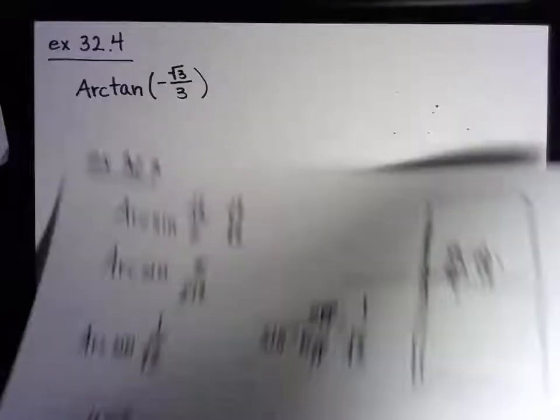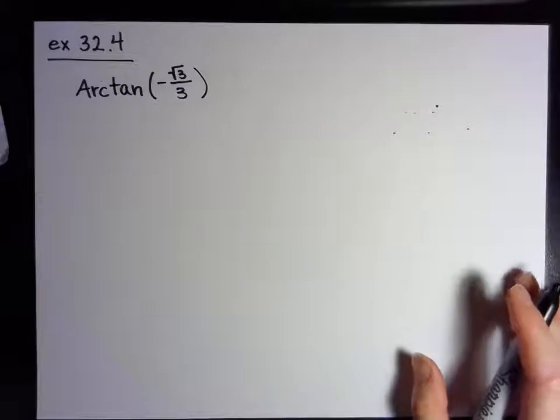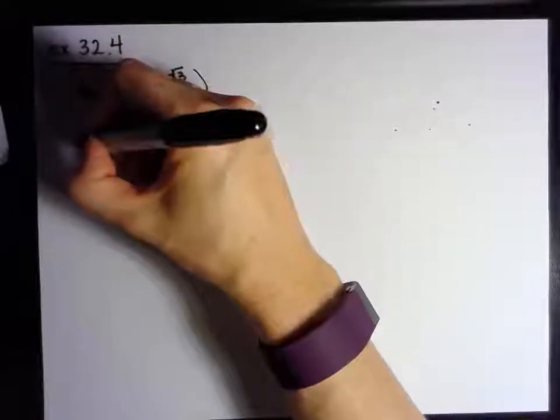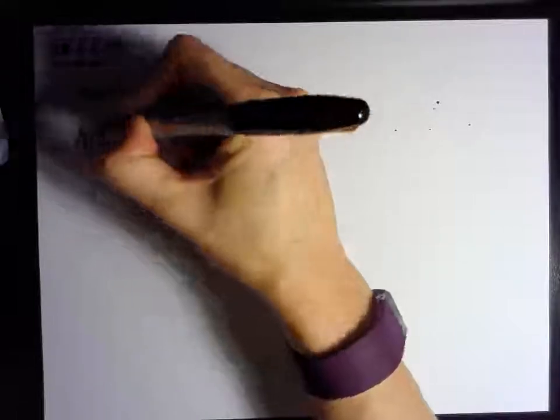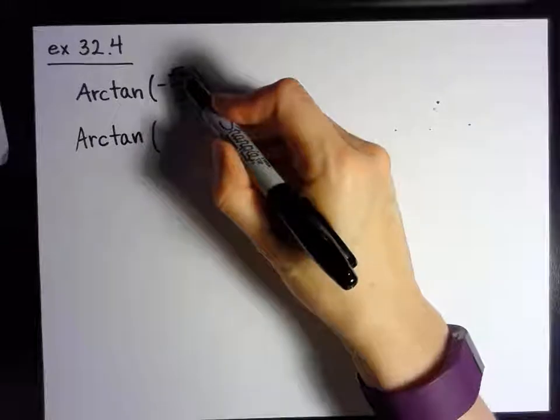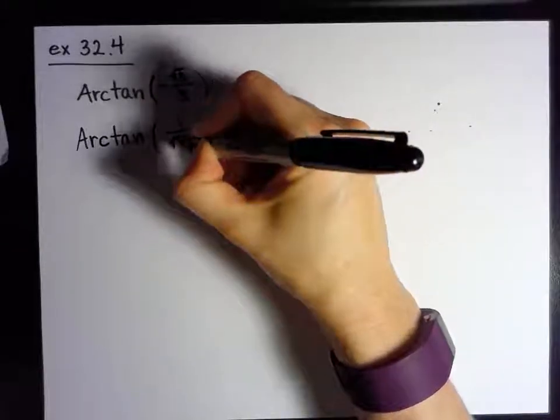So that is that one. All right, next one: the angle whose tangent is negative square root of 3 over 3. Let's rewrite that. Square root of 3 over 3 is the same as 1 over square root of 3.